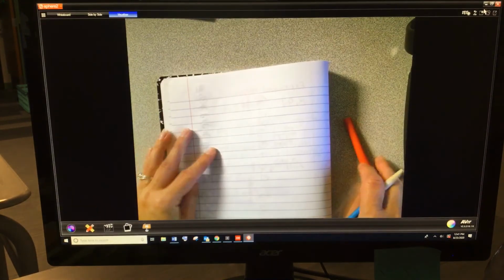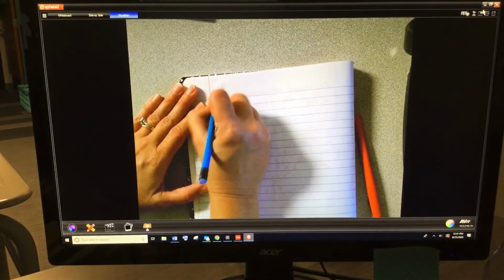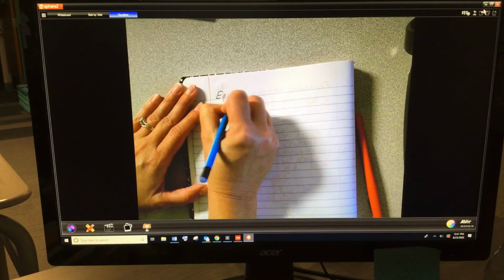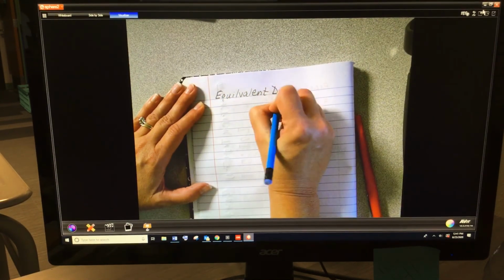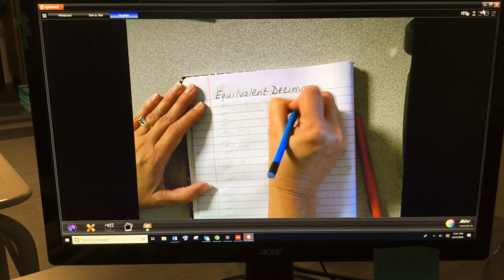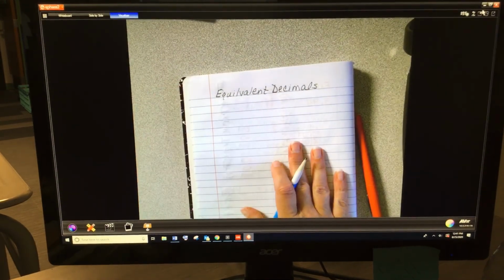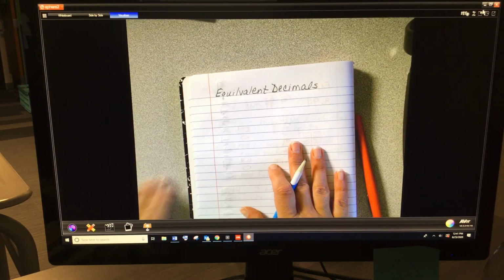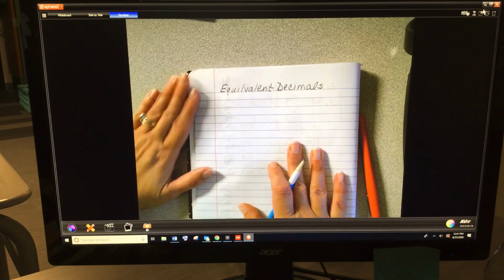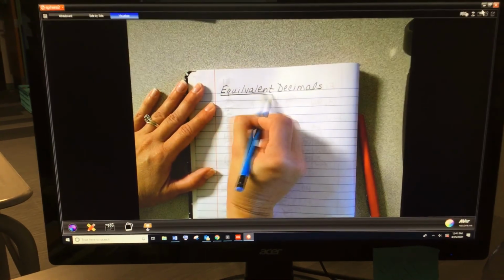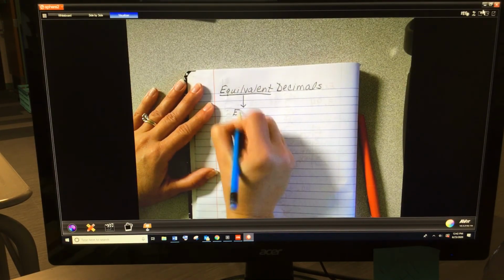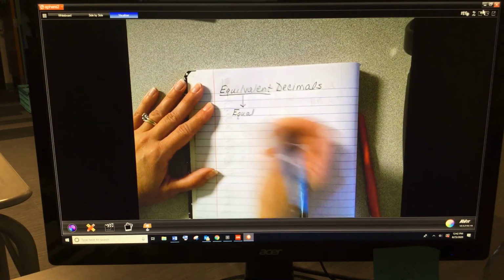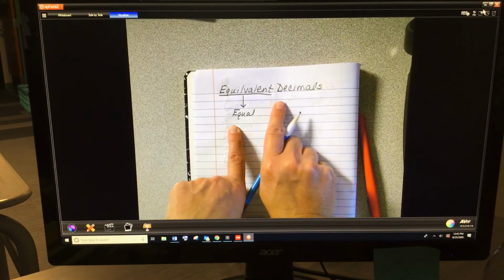Okay, we need to talk about the word equivalent. As we grow in math, our vocabulary gets bigger. And in this situation, equivalent is a bigger term for the word equal. So we're trying to make equal decimals.